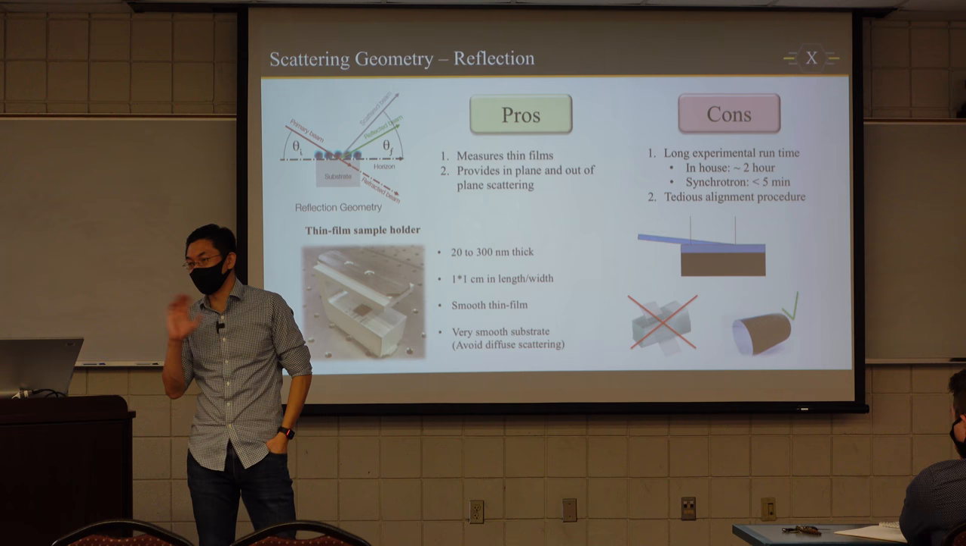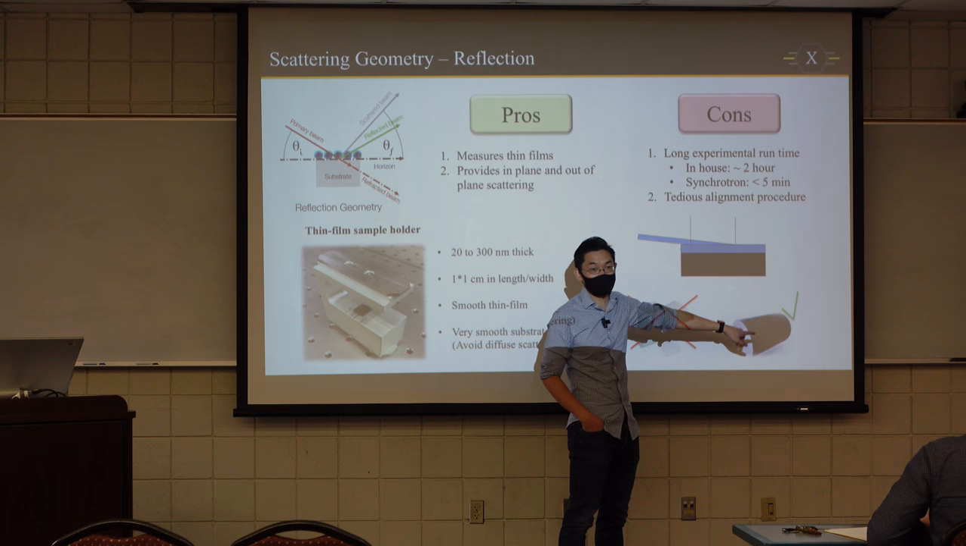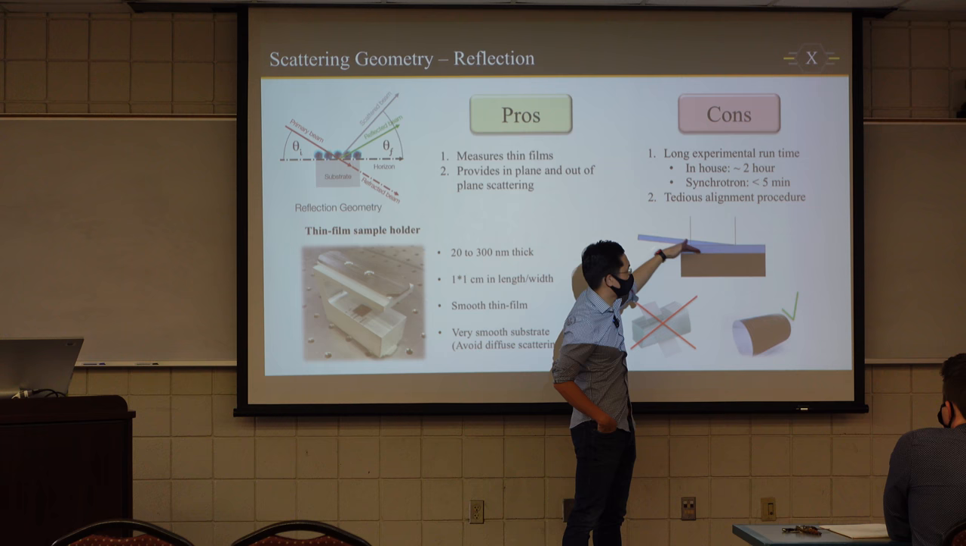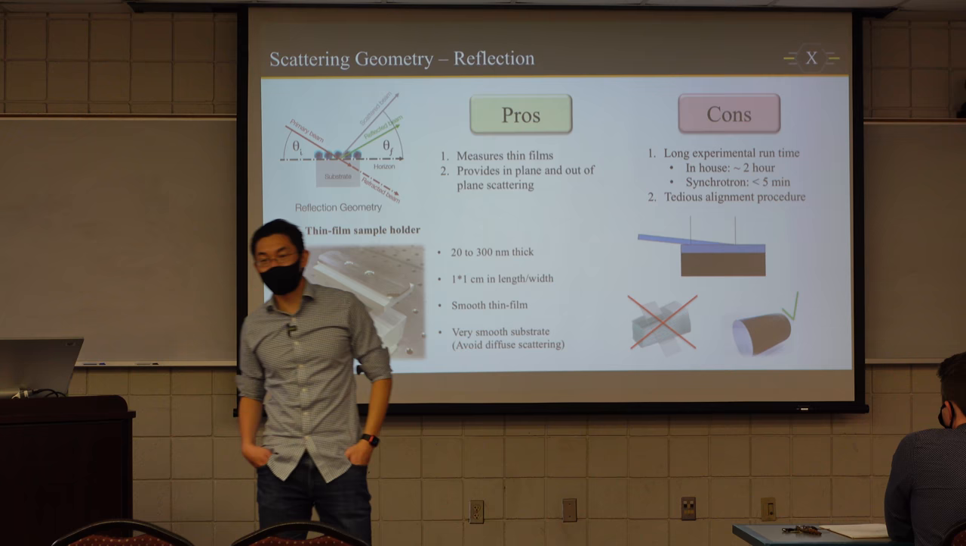So how do we do this? We need a smooth substrate. Typically, we do it on silicon. I'll explain why we need a smooth substrate in just a second. We need to align the sample so that we know precisely what the incidence angle with the beam is. Because when we talk about grazing incidence, this is typically on the order of 0.1 degree to about 0.2 degree. So that's a very tiny angle.